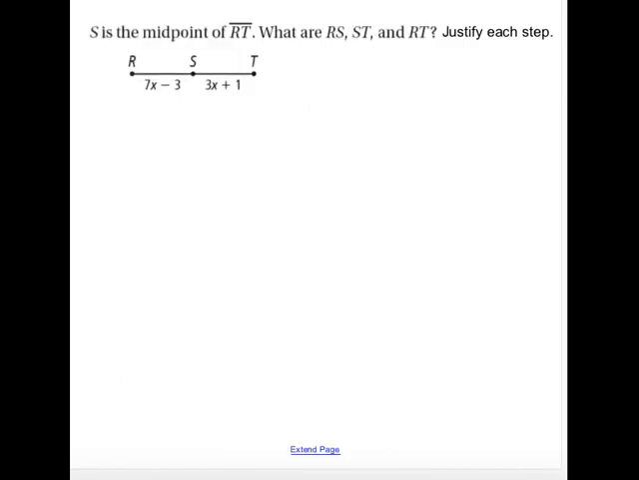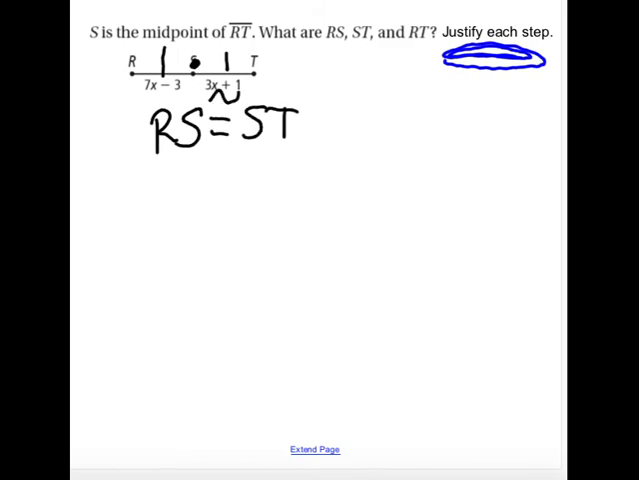Alright, last problem. It says S is the midpoint of line segment RT. What are RS, ST, and RT? And then we got that justify again. So, start with the info that I know. Well, I know S is the midpoint of RT. And I know that midpoints mean it gets chopped in half. So I know that RS is the same as ST. So it's the same. So I know RS is congruent to ST because I was given that that's the definition of midpoint. I know that that's what that means.